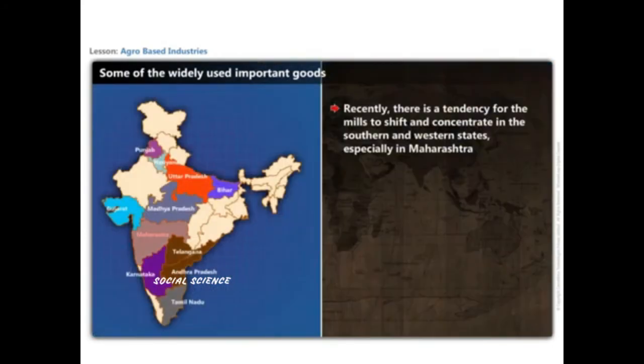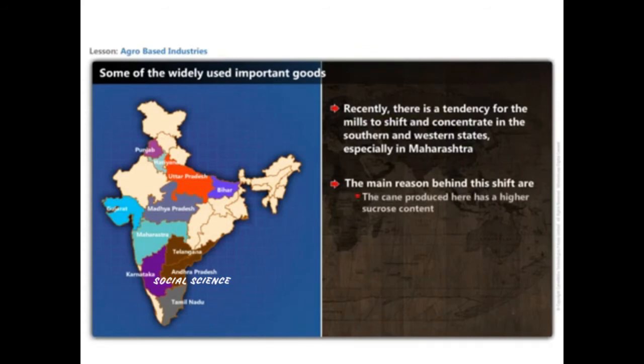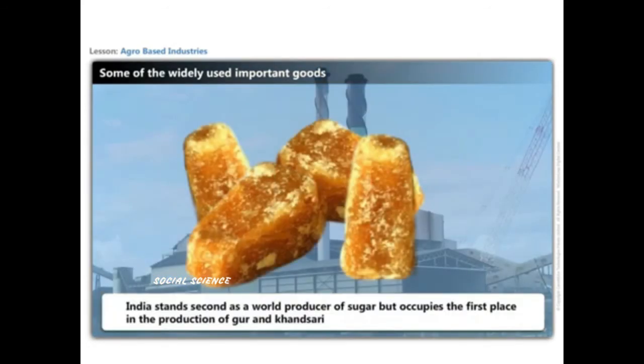Recently, there is a tendency for the mills to shift and concentrate in the southern and western states, especially in Maharashtra. The main reasons behind this shift are: the cane produced here has a higher sucrose content. The cooler climate also ensures a longer crushing season. India stands second as a world producer of sugar but occupies the first place in the production of gur and khansari.